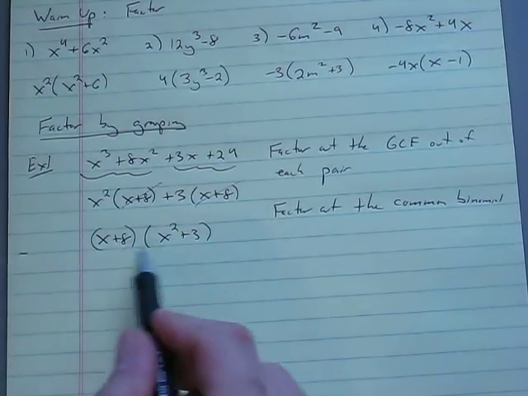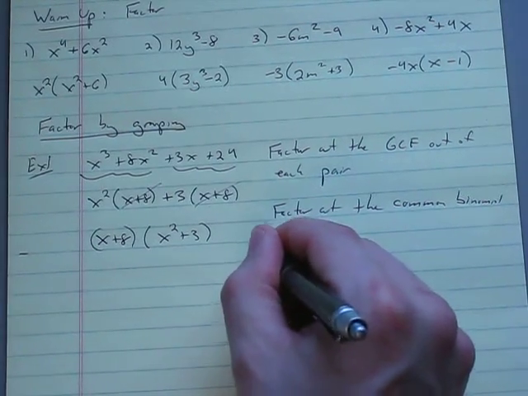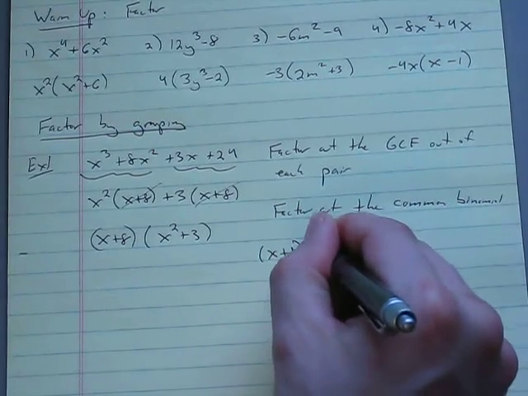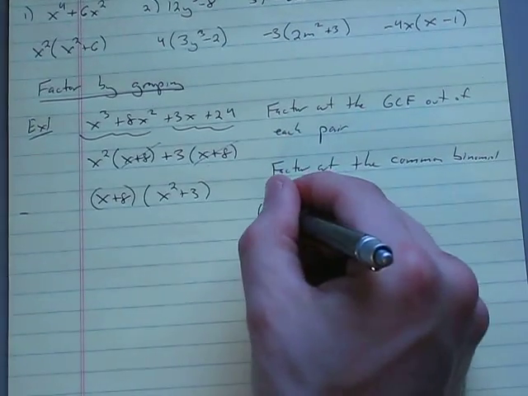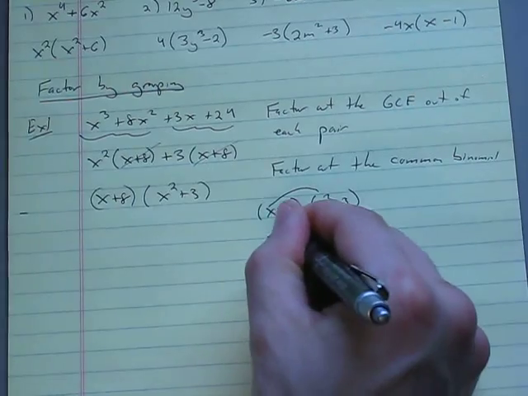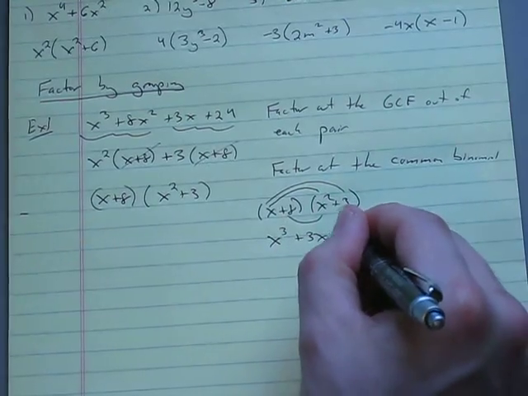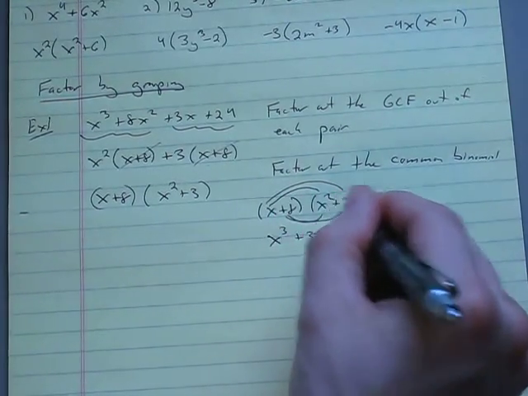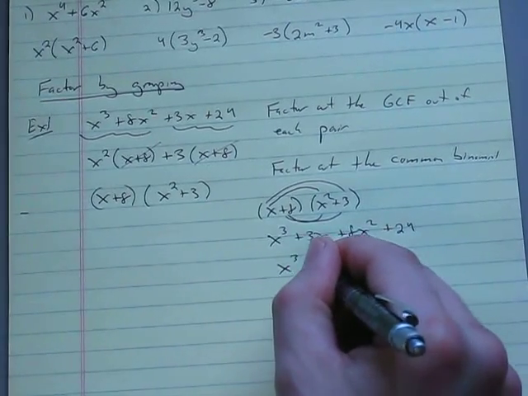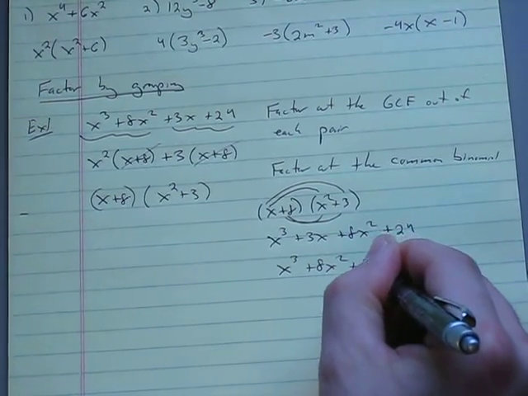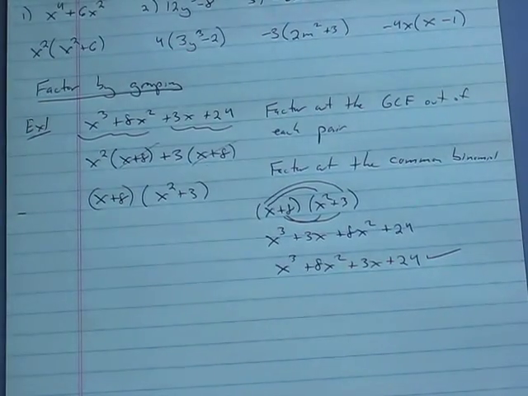And in case you're not sure if this is really the proper way to factor this, we can simply FOIL it back to check it out. So if I write this as x plus 8 times x squared plus 3, if we FOIL this back, x times x squared is x cubed, x times 3 is plus 3x, 8 times x squared is 8x squared, and 8 times 3 is plus 24. If I rearrange my terms, I get x cubed plus 8x squared plus 3x plus 24, which is what we started with in the problem. So that's how I know that we're looking good so far.